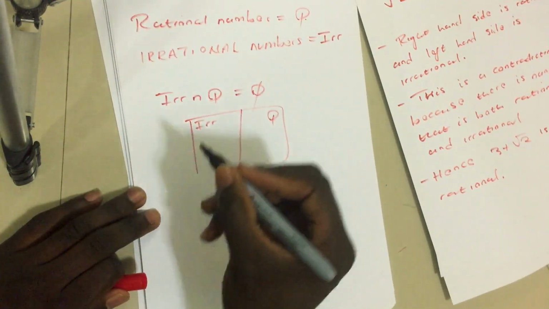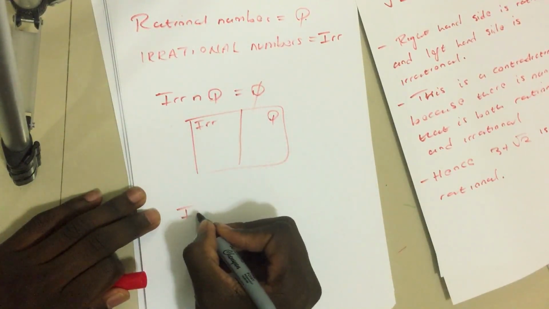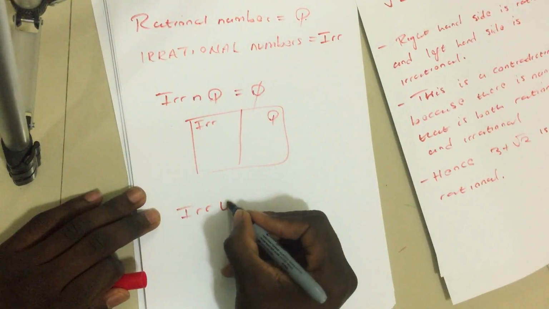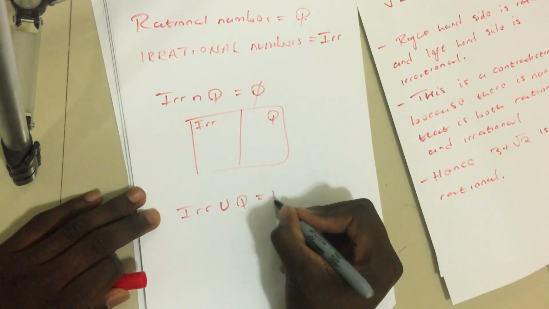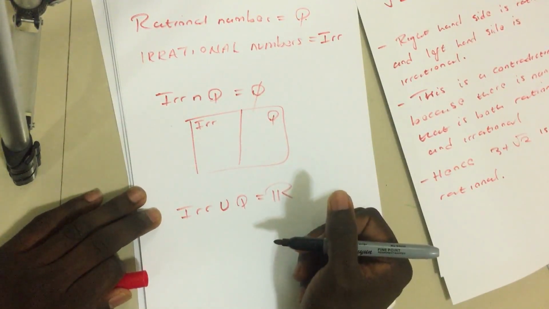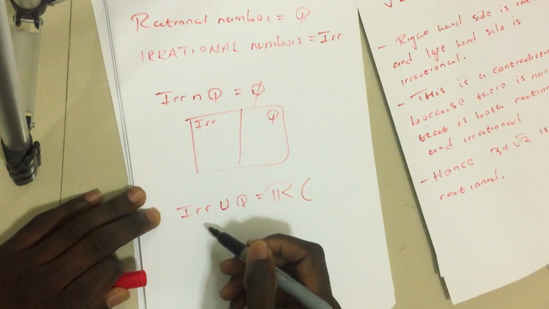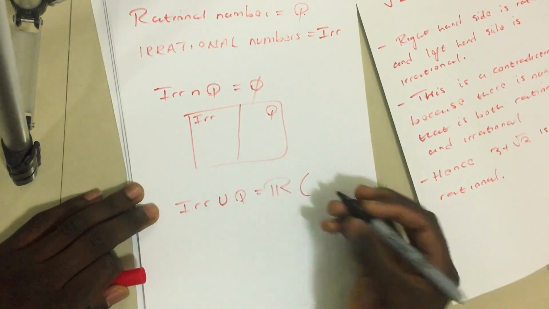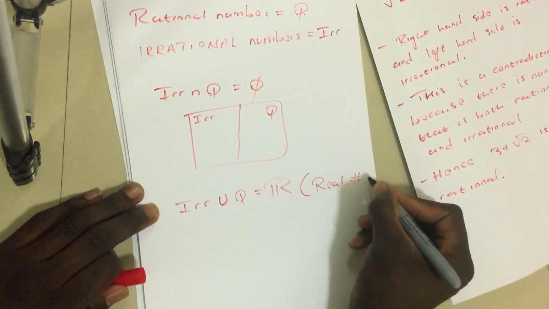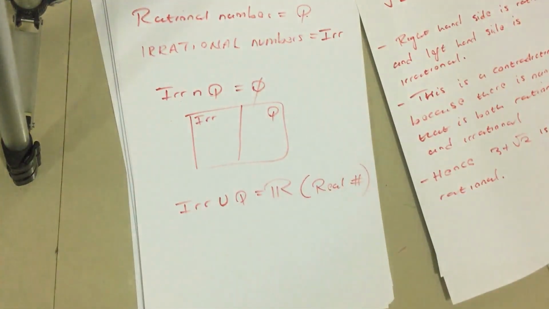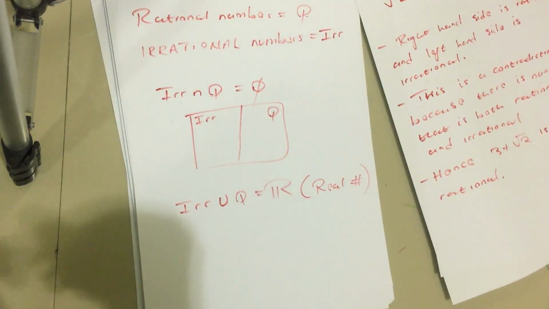Okay, but what if we were to unite this? What would we get? If we unite irrational numbers with rational numbers, we're going to get what? This, a set of real numbers. So what you get when you unite irrational numbers and rational numbers is real numbers. That's what you get when you unite the two. So that's just a pointer that I wanted to bring out at the end.